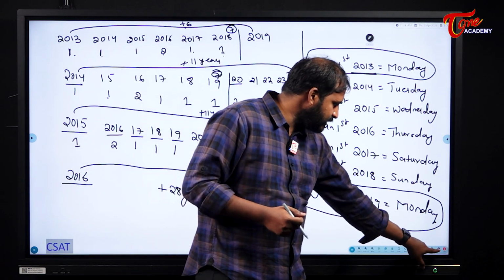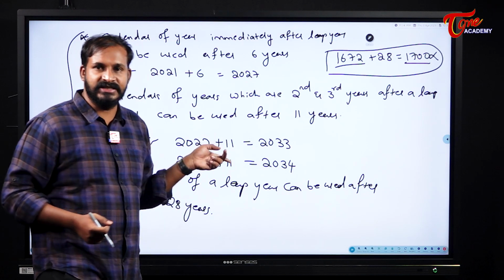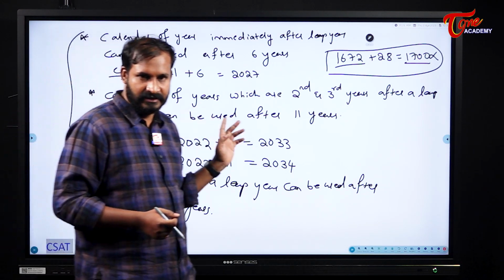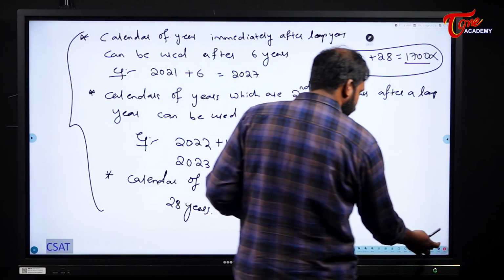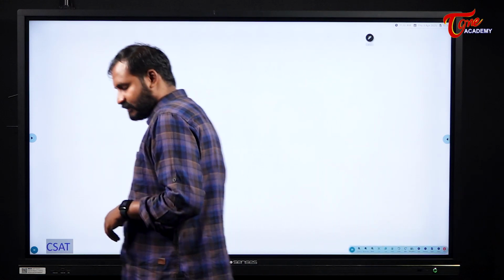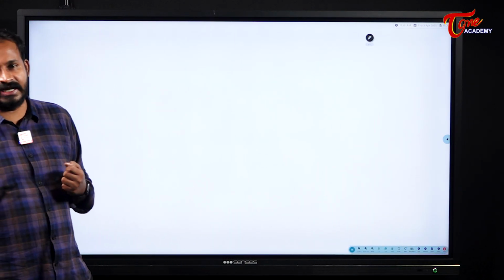But if it is in the middle, you can follow this logic: plus 6, plus 11, plus 11 and plus 28. Plus 28. But this is not a universal one. Okay. Next, this is the case of when we can use the calendars once again.